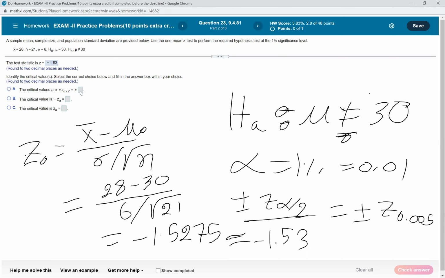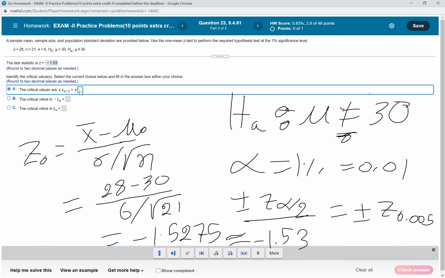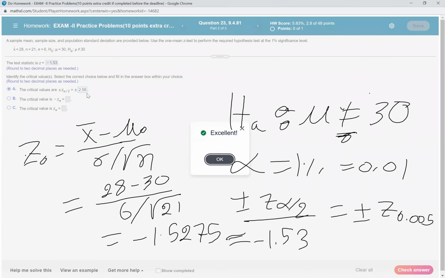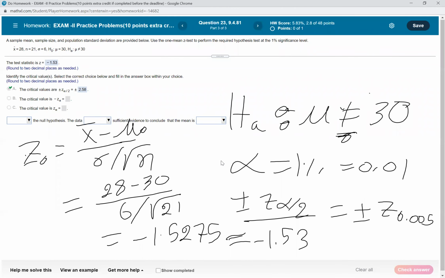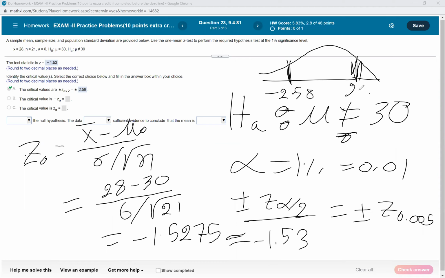This is a two-tail test, so the critical value will be plus or minus 2.58. Or you can find it from the Z table: look at the area 0.005, and you will see the Z score is negative 2.58. But we need both positive 2.58 and negative 2.58, because for a two-tail test the rejection region is in this tail and also in this tail. This is negative 2.58, this is 2.58, and both are rejection regions.